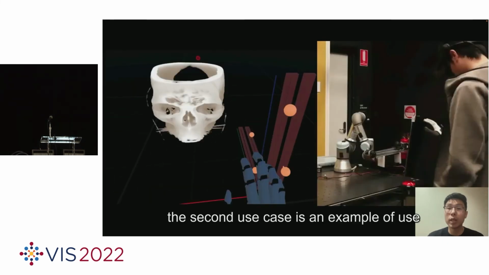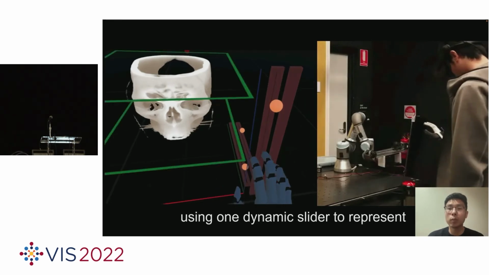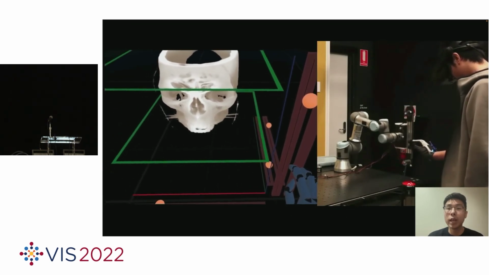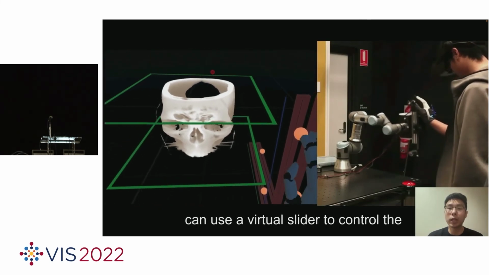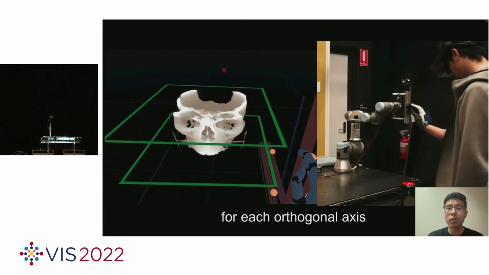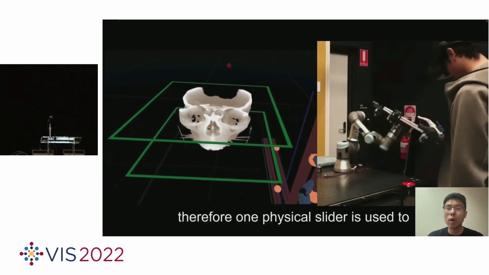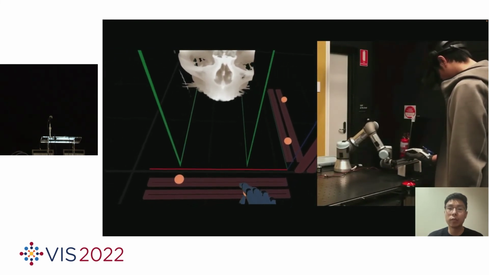The second use case is an example of using one dynamic slider to represent multiple virtual sliders of different orientation in VR. In this example, the user can use a virtual slider to control the cutting plane of a 3D skeleton. For each orthogonal axis, there are 2 sliders. Therefore, one physical slider is used to represent all 6 virtual sliders in VR.